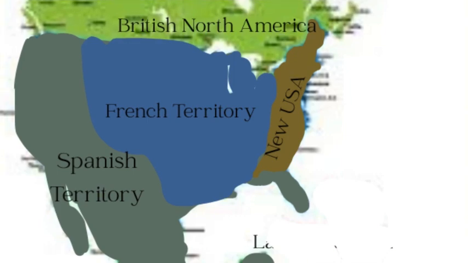Now let's fast forward to 1803, a big year in USA's history. The United States of America bought a huge piece of land from France. It was called the Louisiana Purchase. The land stretched from the Mississippi River to the Rocky Mountains. It doubled the size of the country overnight.